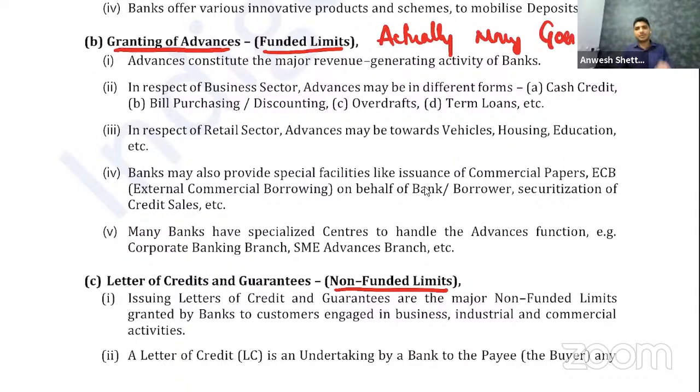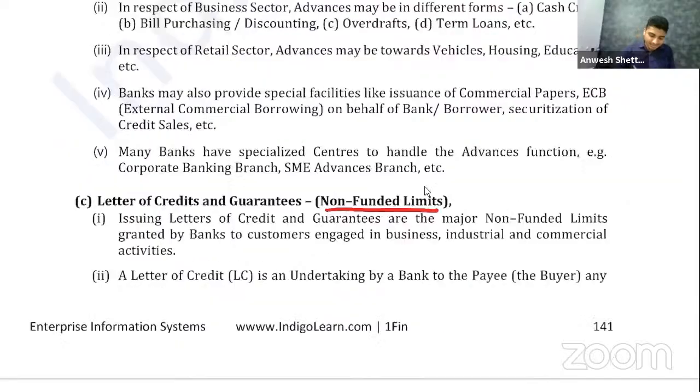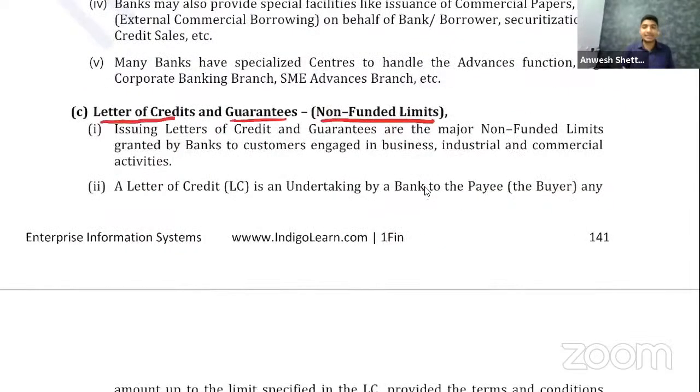If you're borrowing a vehicle loan, I'm going to give you money. If you're borrowing a gold loan, I'm actually giving you money. If you're borrowing a mortgage loan, I'm actually giving you money. So this is called funded limits. Next, there are letters of credit or guarantees. These are non-funded. Now, let's take one example to understand exactly what a guarantee means.